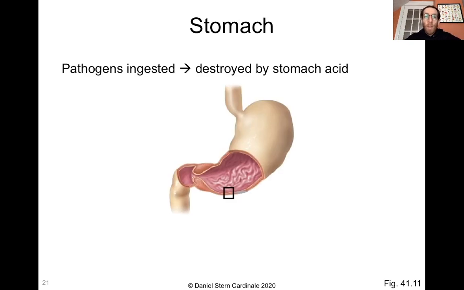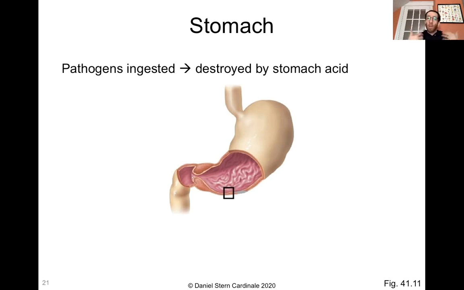Another extremely important barrier defense is found in the stomach. So we've talked about the environment in the stomach before during digestion. What's the main thing that we make in our stomach, or one of the main things that we make in our stomach when it's actively digesting? Hydrochloric acid. So hydrochloric acid creates a pH of about 2 in the lumen of the stomach. There's not much that can survive at a pH of 2.